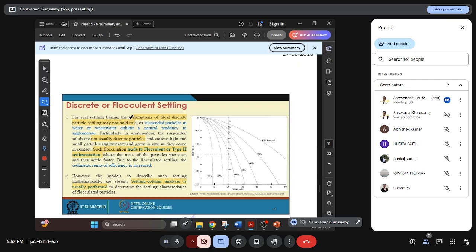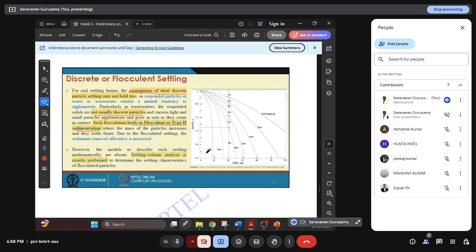This is another major assumption. An ideal settling tank will not always follow discrete settling. It will follow the second type, that is flocculent sedimentation. Why? All the particles will not always be discrete. They will collide and then settle. So flocculent type will always be followed.